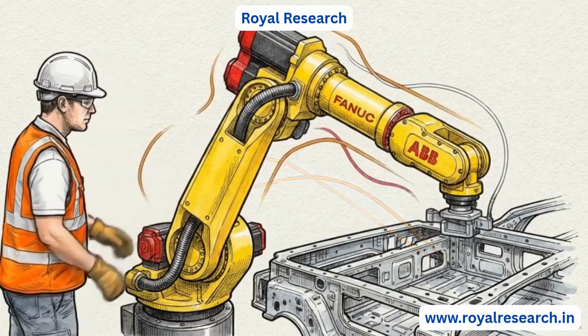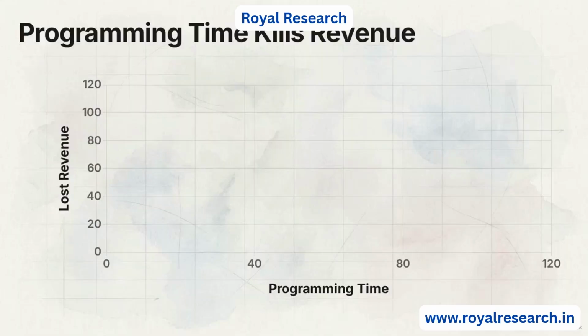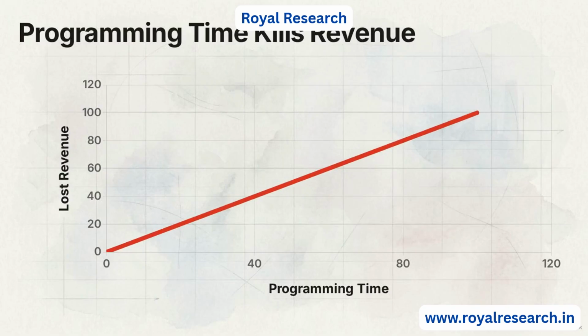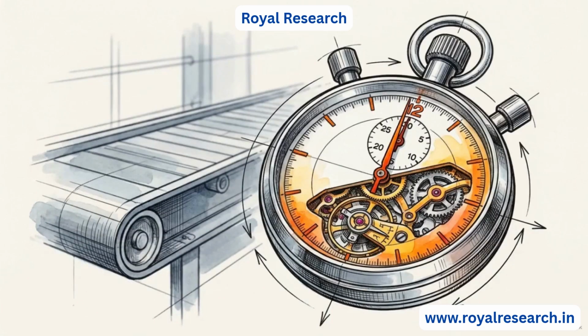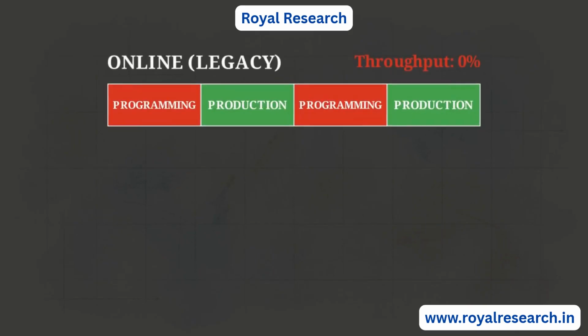There is a direct, unavoidable mathematical correlation between teach pendant programming and lost revenue. Every minute the operator spends holding that device, the machine is stationary, halting the production line and racking up downtime costs. This Gantt chart compares timelines. Top row, the legacy model, where programming and production are sequential.